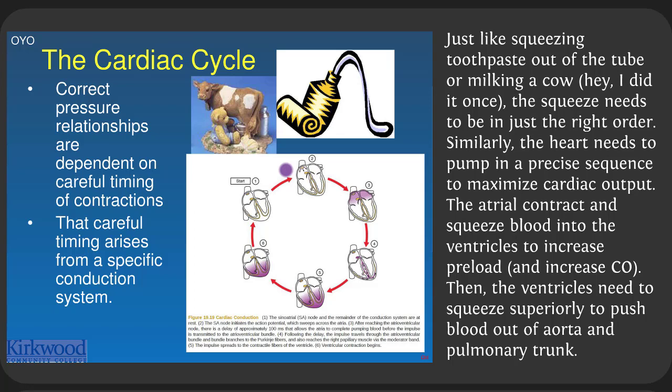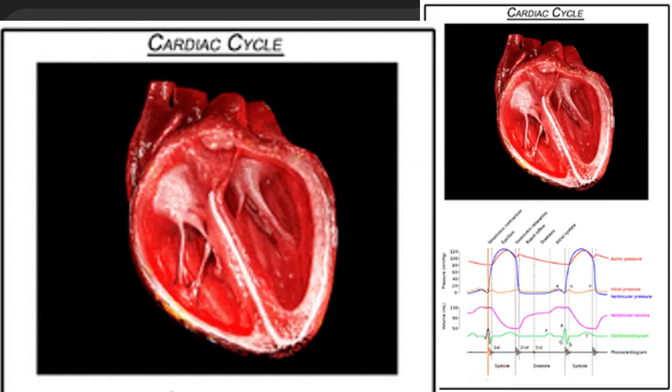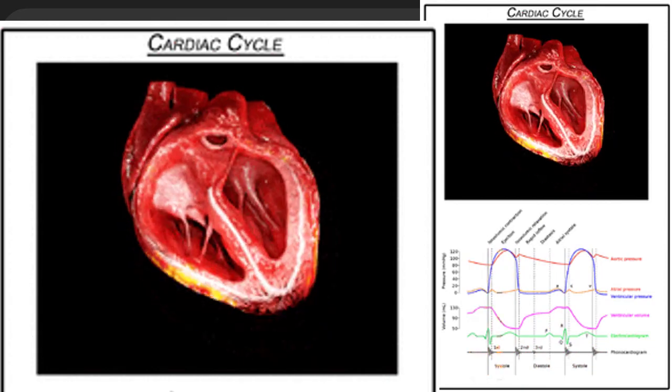So the cardiac cycle is the sequence of events that the conduction system takes the heart through in contracting. Just like squeezing toothpaste out of the tube or milking a cow, I did it once. The squeeze of the heart needs to be in just the right order. So the heart needs to pump in a precise sequence to maximize cardiac output. The atria contract and squeeze blood into the ventricles to increase their preload, because that's going to increase cardiac output.